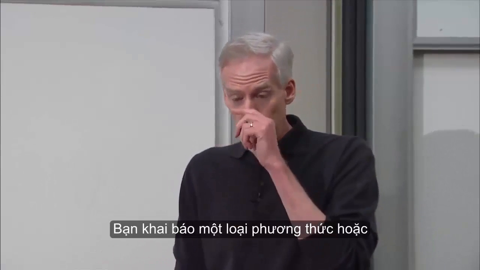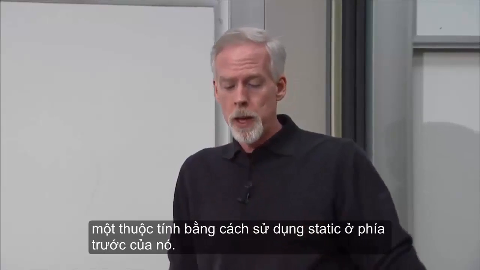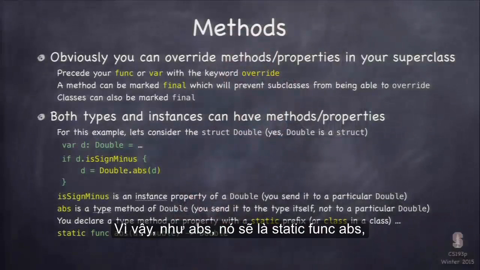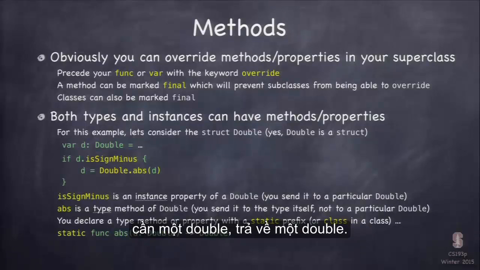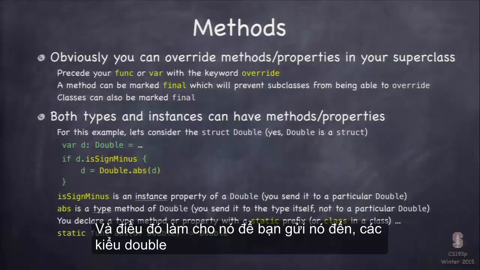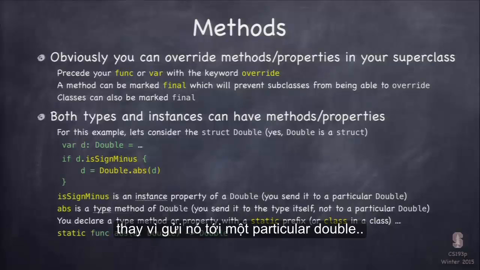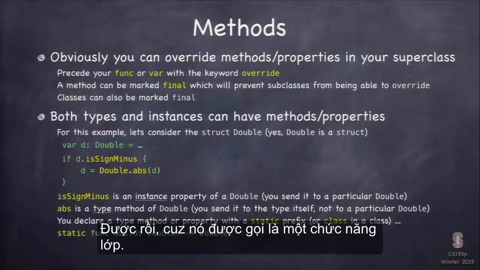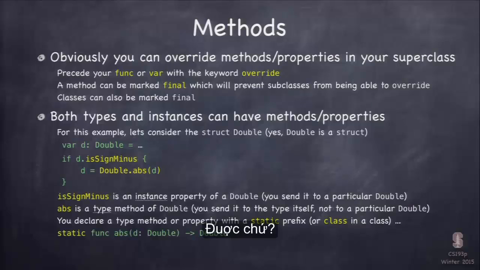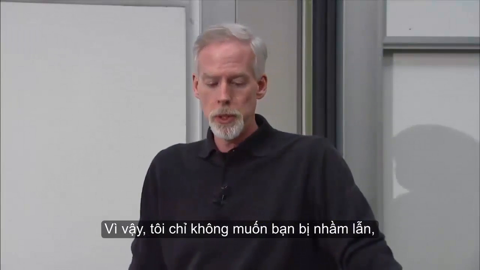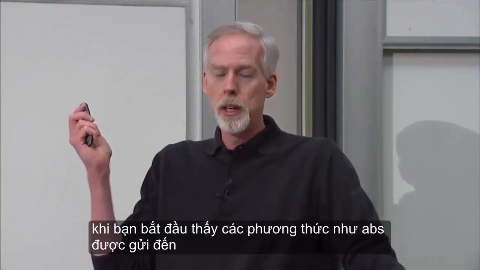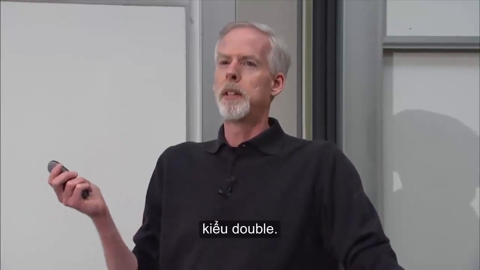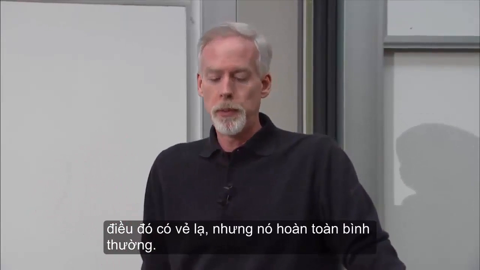You declare a type method or property by using static in front of it. So like abs, there would be static func abs, takes a double, returns a double. And that makes it so that you send it to the double type instead of sending it to a particular double. In a class, you use the word class, not static, because it's called a class function. So I just don't want you to be confused when you start seeing methods like abs that are sent to the double type. That looks kind of weird, but it's perfectly normal.